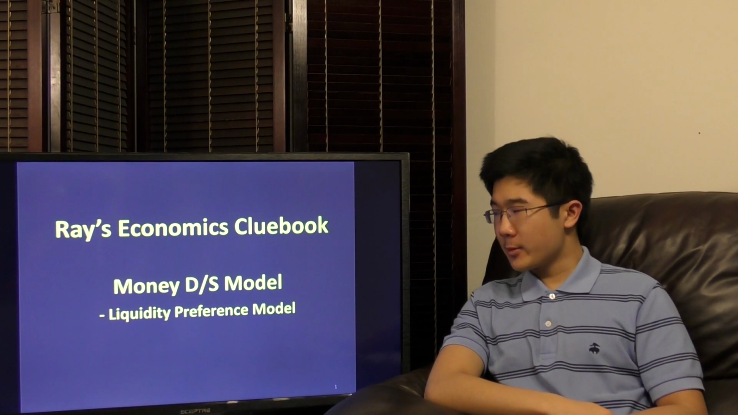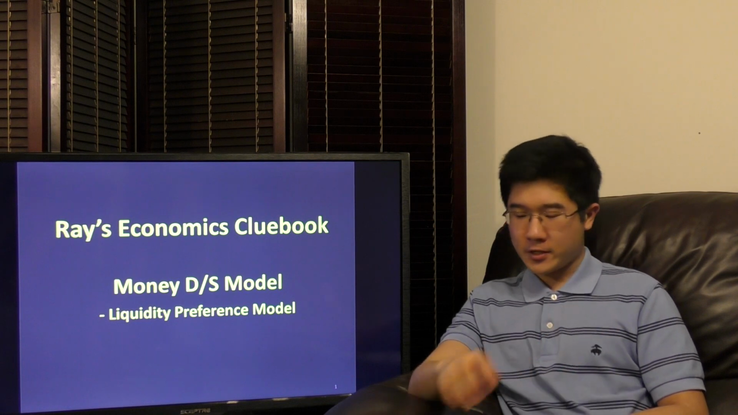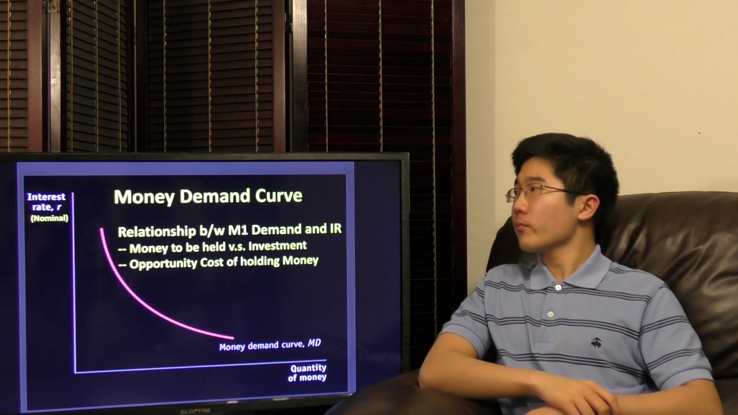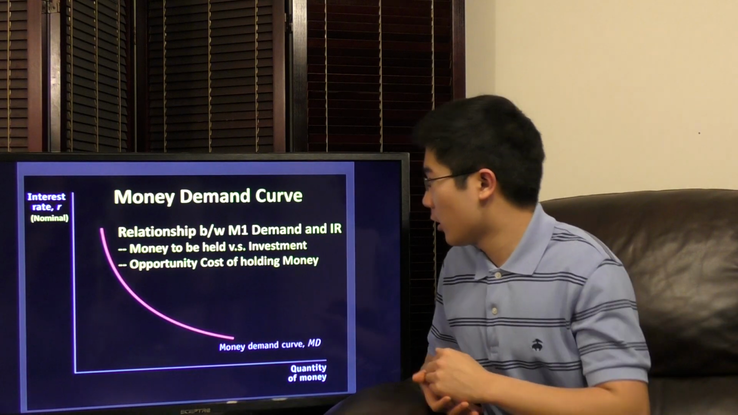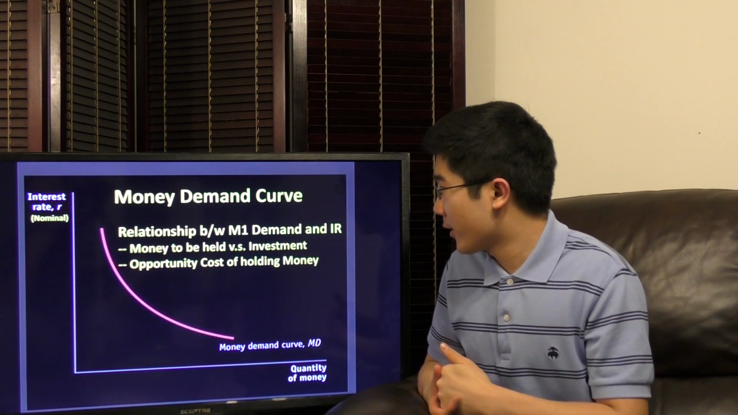Today we'll be talking about the money demand supply model, which basically ties into the liquidity preference model. So first, let's look at the money demand curve. The money demand curve is the relationship between our M1 demand and the interest rate.